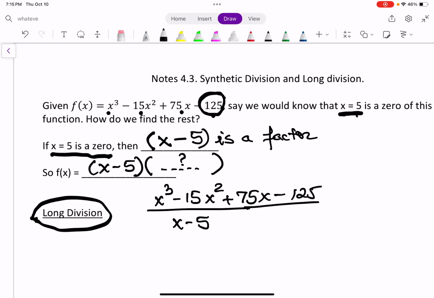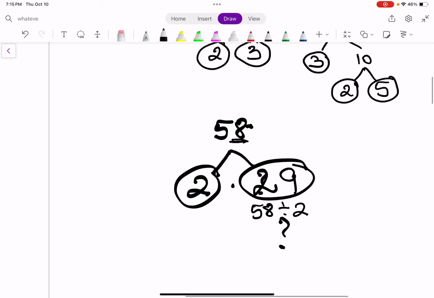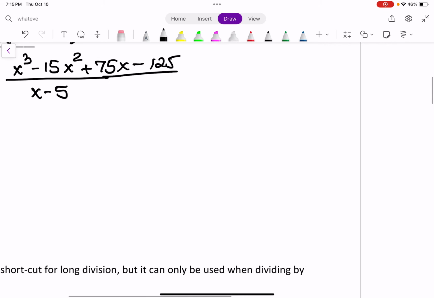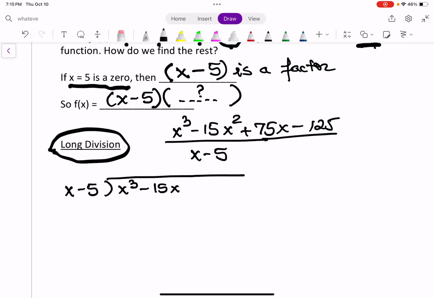Okay, so to figure out the rest of it, I have to divide and find the remaining factor. This is where long division comes into play. What you've learned is that you write the x minus 5 at the front. Then inside here we write x cubed minus 15x squared plus 75x minus 125. So it works just like a division between numbers.